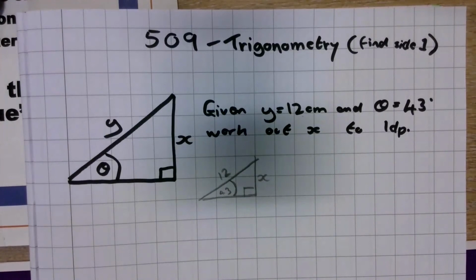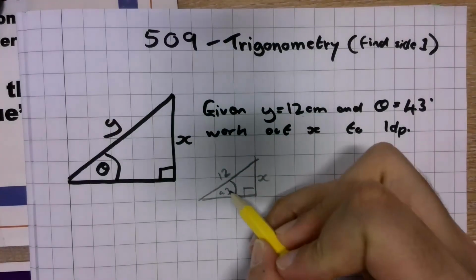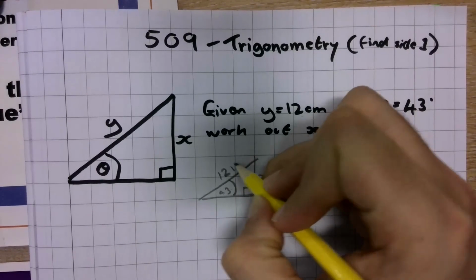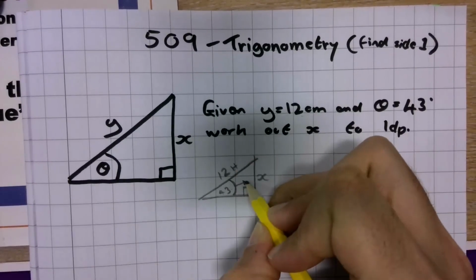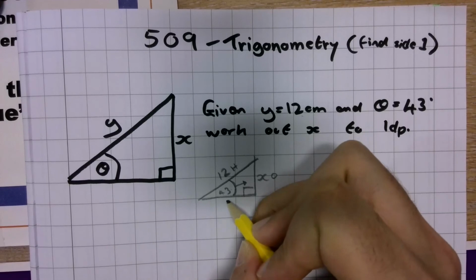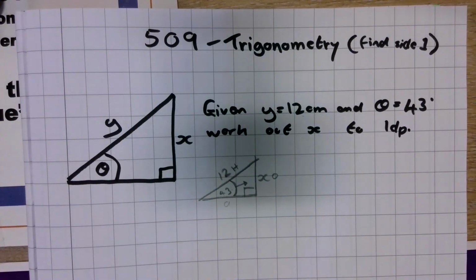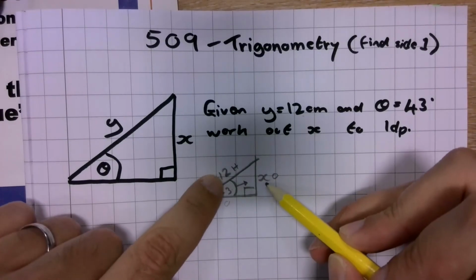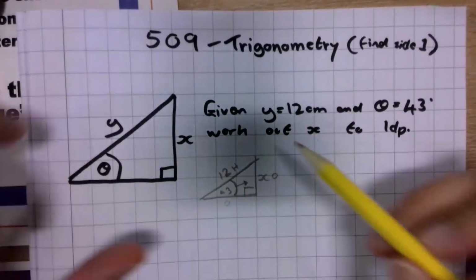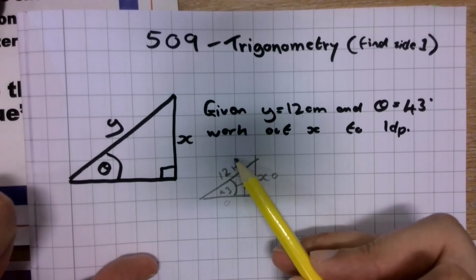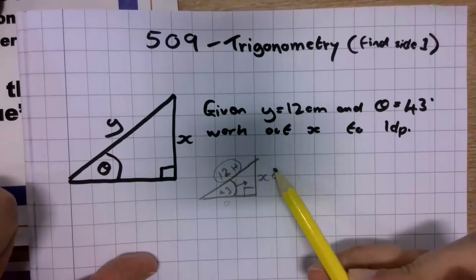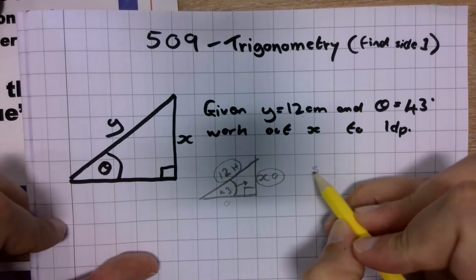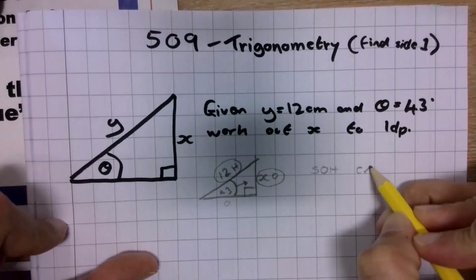The first few steps are exactly the same as when we were finding the angle. We label the sides in relation to this 43 degree angle. That's going to be your hypotenuse. That one therefore is your opposite, and this one is your adjacent. When you're finding an angle, you're told two of the sides, so they're the important sides. This time the two important sides are the one that you know and the one that you're trying to figure out.